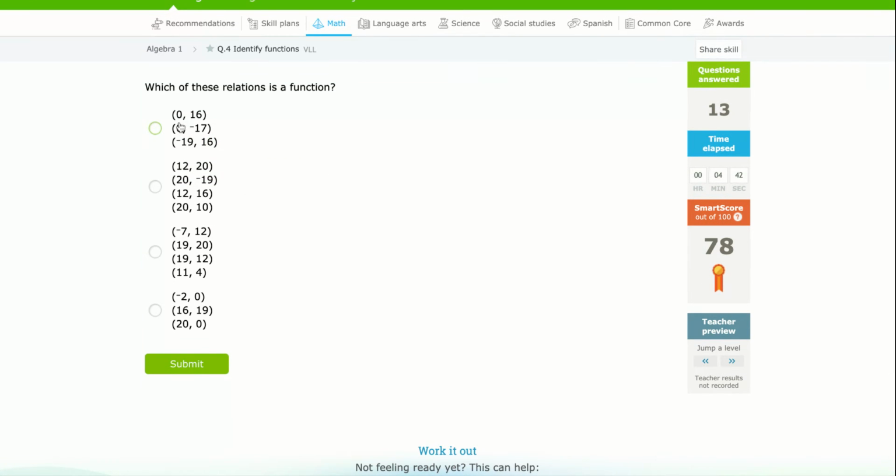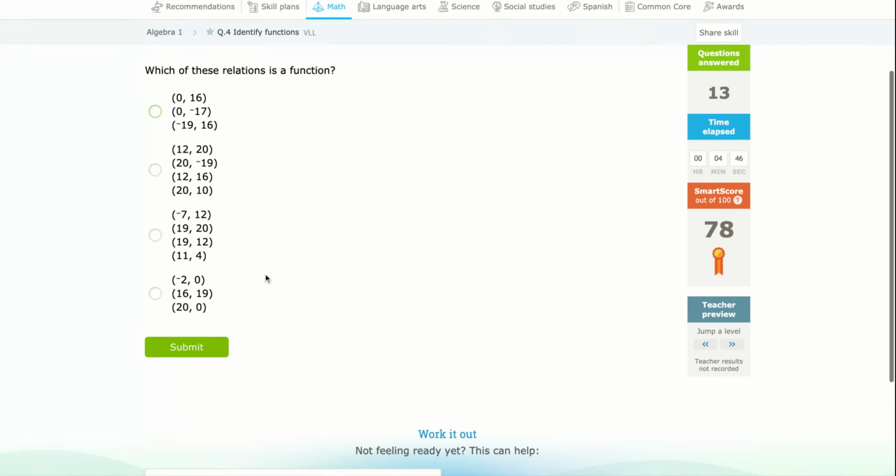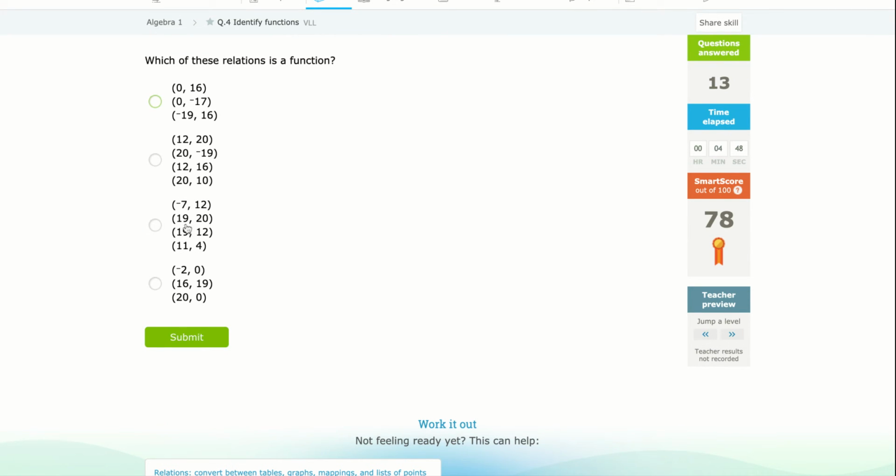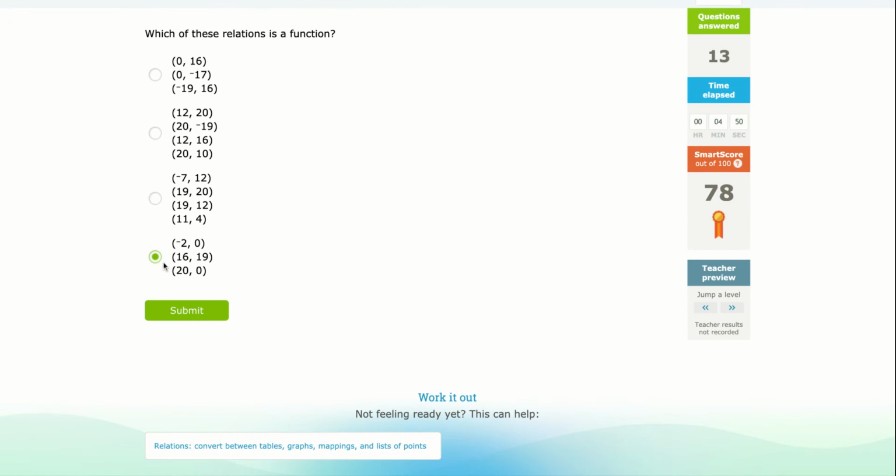I see a repetition in x, it's not a function. I see a repetition in x, it's not a function. I see a repetition in x, it's not a function. This is the only function.